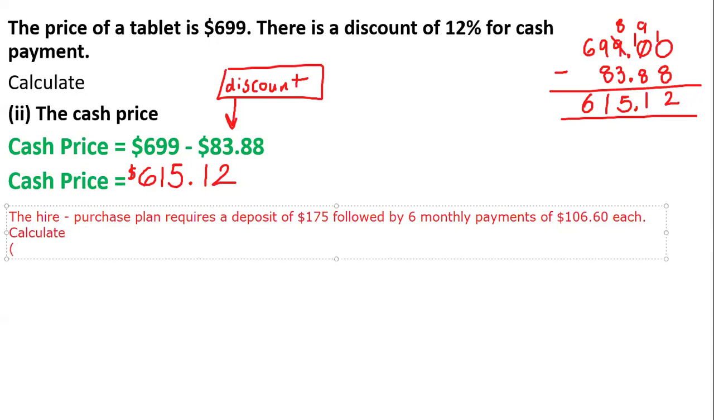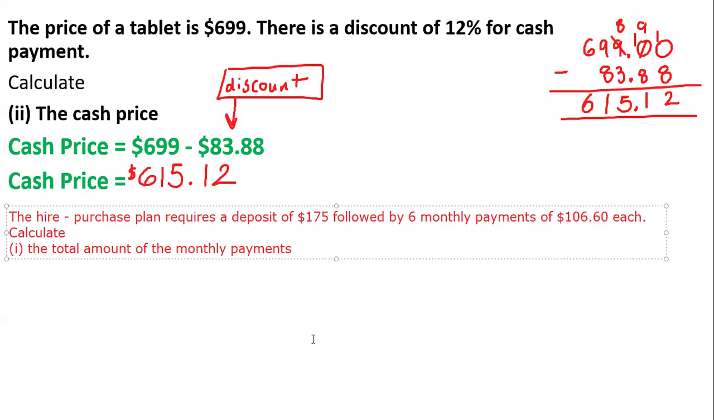So I'm gonna give it to you on the hire purchase plan, and I want you to figure out the total amount of the monthly payments. Okay. Go ahead, Karen. Karen, can you read the question for me, please? The second part, the one in red, the hire purchase plan. All right. The hire purchase plan requires a deposit of $175, followed by 6 monthly payments of $106.60 each. Calculate (i) the total amount of monthly payments.